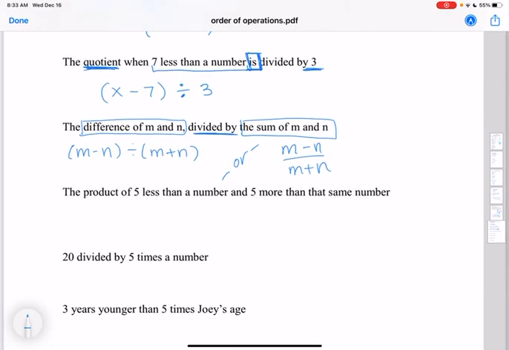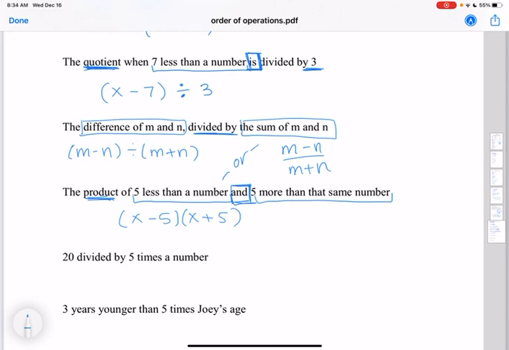Next, we have the product of 5 less than a number and 5 more than that same number. So the product, so multiply, 5 less than a number and our separator, 5 more than that same number. So 5 less than that number, so x minus 5, the product, 5 more, so 5 more than that same number. So that same number was x. So we have x minus 5 times that x plus 5.